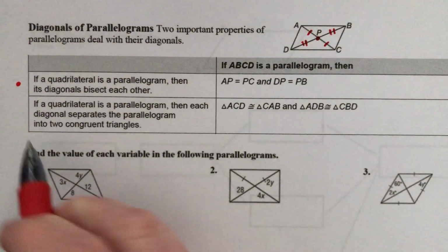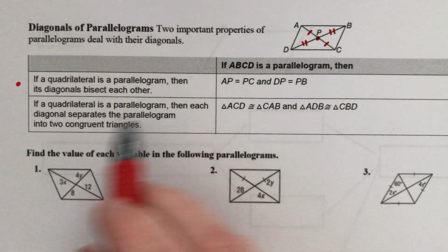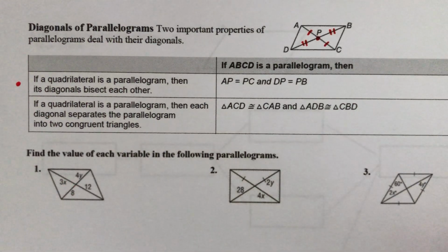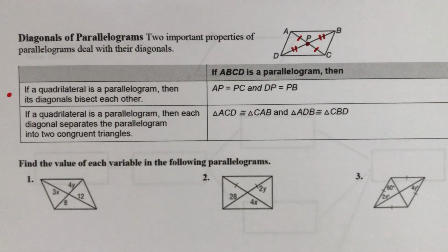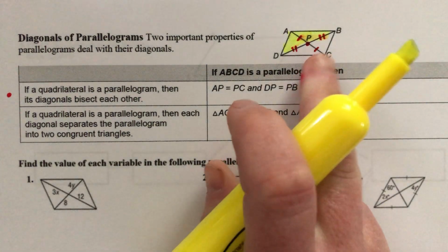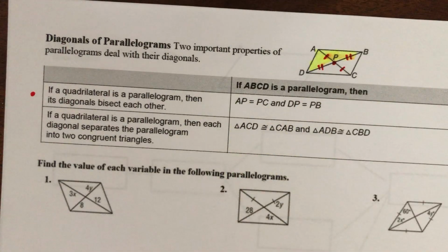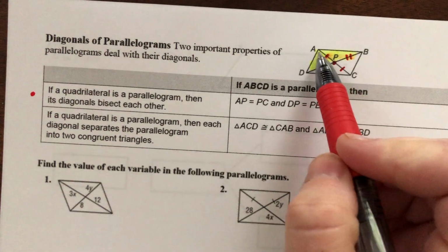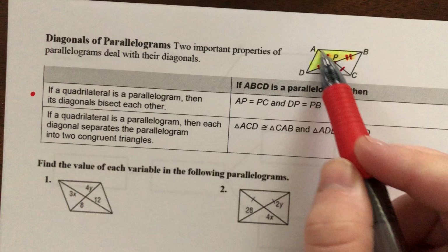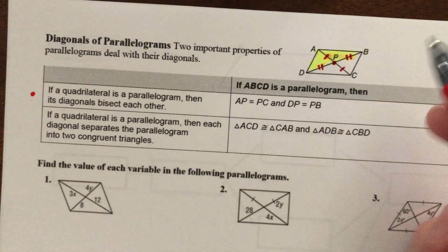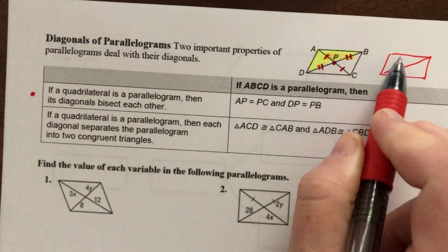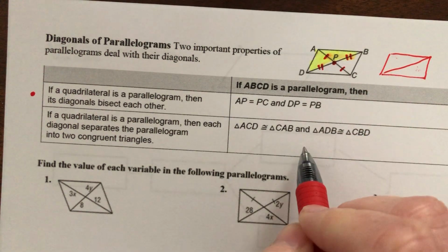And then the second rule here is if a quadrilateral is a parallelogram, then each diagonal separates the parallelogram into 2 congruent triangles, right? You can actually do this 2 different ways. We've got this top triangle and then the bottom triangle I left in white, or you could look at it the other way and say this triangle ABC and this triangle ADC. But either way, when you split a parallelogram in 2 by a diagonal, you're separating it into 2 congruent triangles. That's what we're talking about.